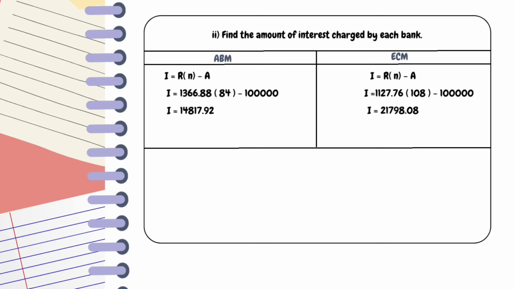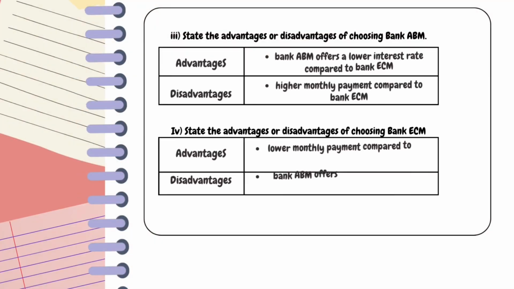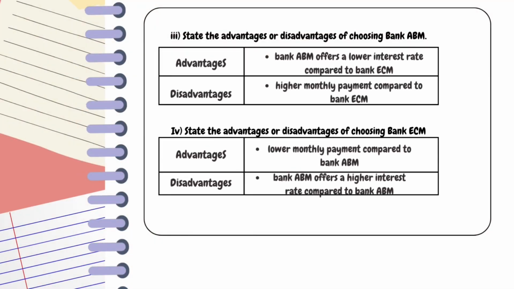For this question, we use the formula I equals R times N minus A. For Bank ABM, the value is I equals 1,366.88 times 84 minus 100,000, and the final answer is 14,817.92. For Bank ECM, the value is I equals 1,127.76 times 108 minus 100,000, and the final answer is 21,798.08.